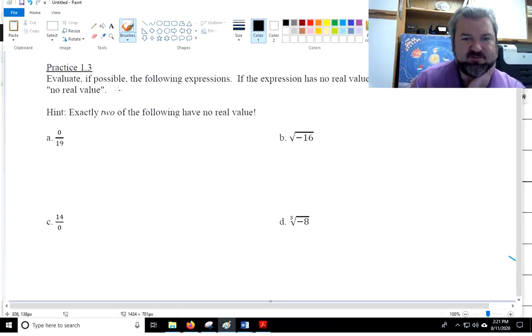All right, evaluate if possible the following expressions. If the expression has no real value, simply state no real value. Exactly 2 of the following have no real value. All right, that's my hint.